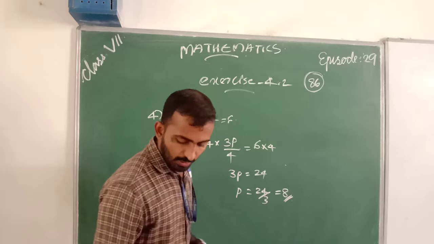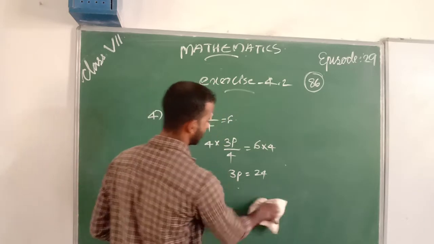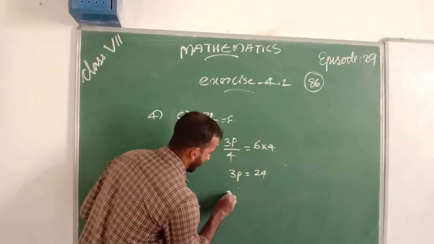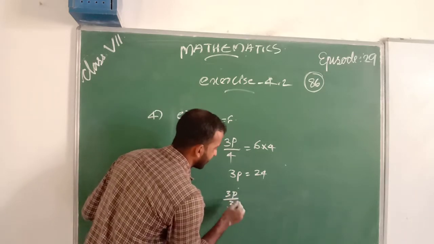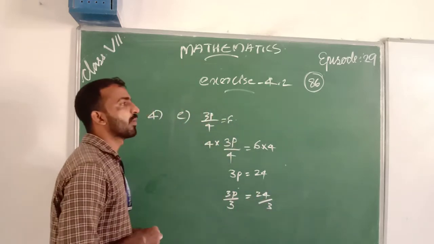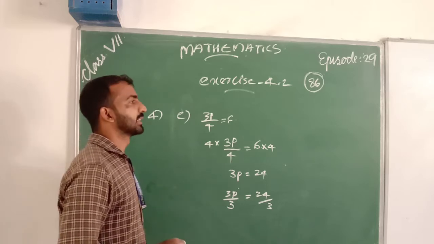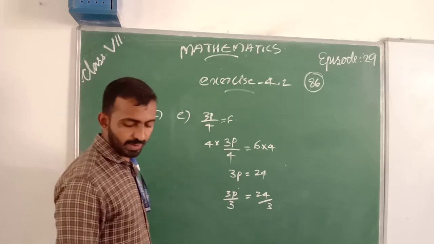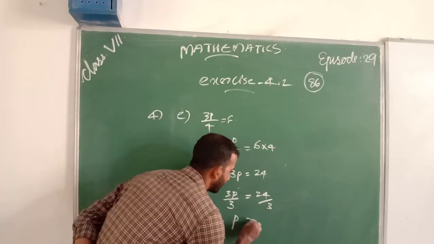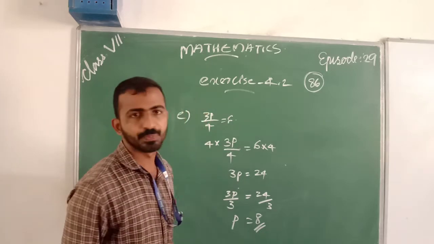For more clarification, we can write 3p by 3 equal to 24 by 3. We divide by 3 on both sides, we get 3p by 3 equal to 24 by 3. That is p equal to 8.